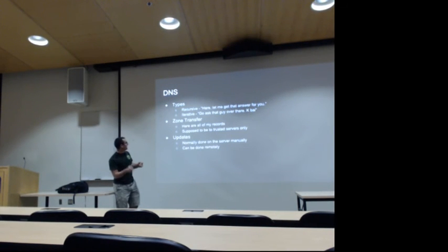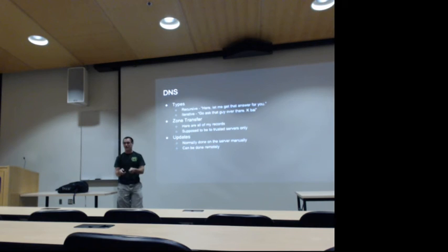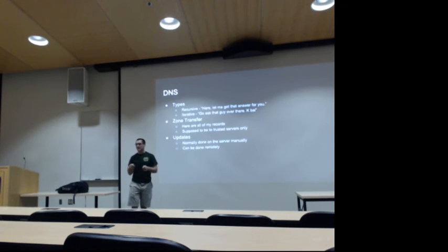So DNS, it can be either recursive or iterative. Recursive is just like, I ask you, hey Ian, what's the IP address for that thing over there? And then he goes and gets the IP address and says, here you go, I got the IP address. Right? Iterative is where he says, I don't know the exact thing, so how about you go and talk to that guy over there?